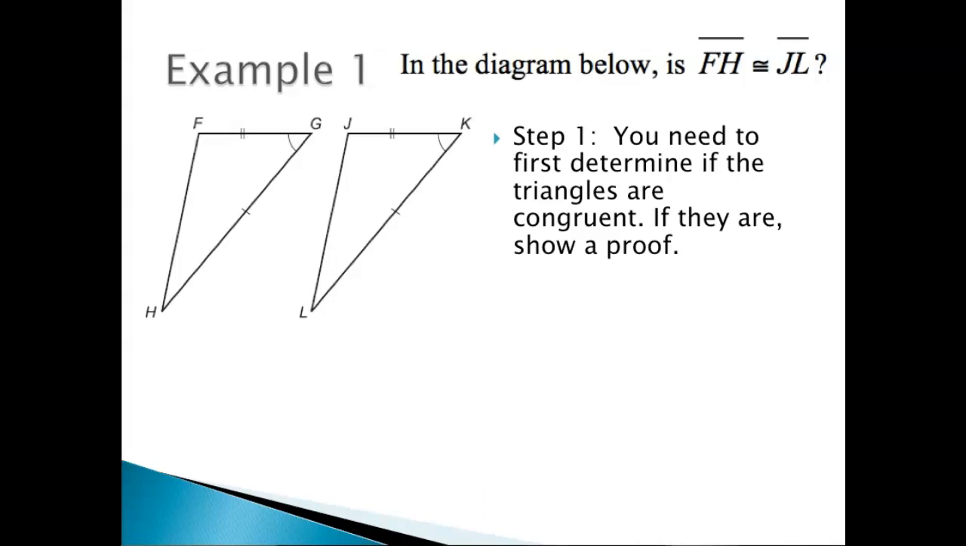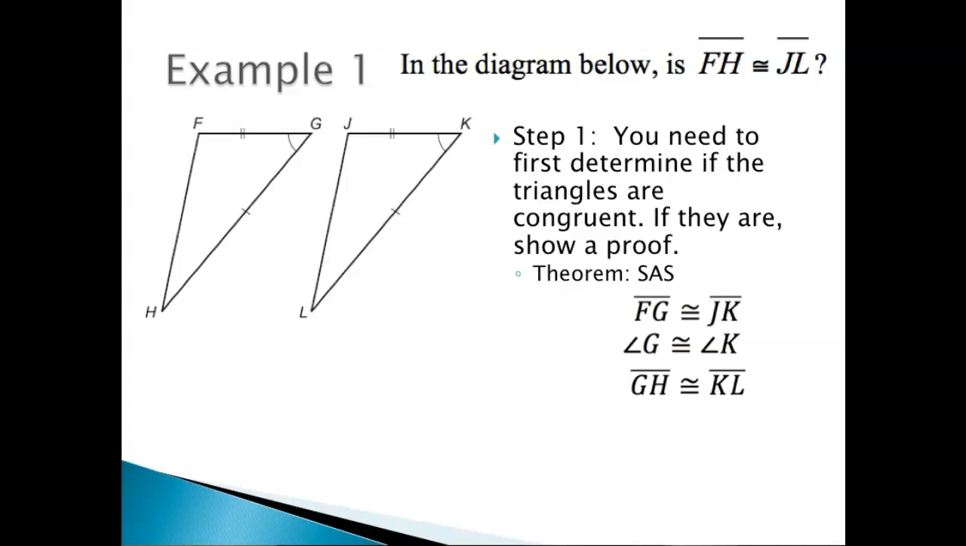So look at the information that's given to us. FG is congruent to JK, HG with LK, and the included angles, angle G and angle K, are congruent to each other as well. So by side-angle-side, we can show that we have a set of sides congruent, FG with JK, a set of angles, angle G and angle K, and another set of sides, GH and KL. Because of this, we can say that triangle FGH is congruent to triangle JKL.